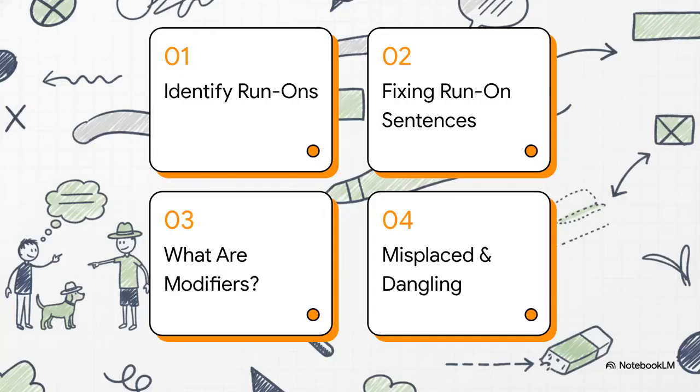First, identifying run-on sentences. Second, 3 fixes for those run-ons. Third, what even are modifiers? And finally, misplaced and dangling modifiers. All right, let's jump right in.